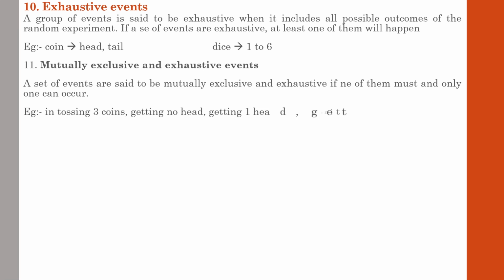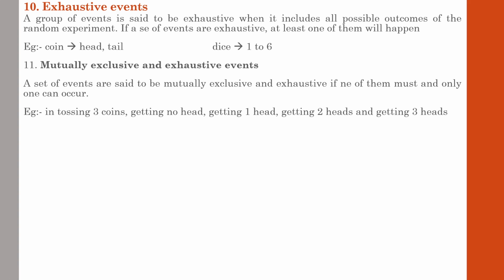For example, if I am tossing 3 coins, I may not get all the 3 heads. It may be all 3 tails, so I may not get any heads. I might get 1 head and the other 2 tails. I might get 2 heads, and I might get 3 heads. All these are mutually exclusive and exhaustive events.